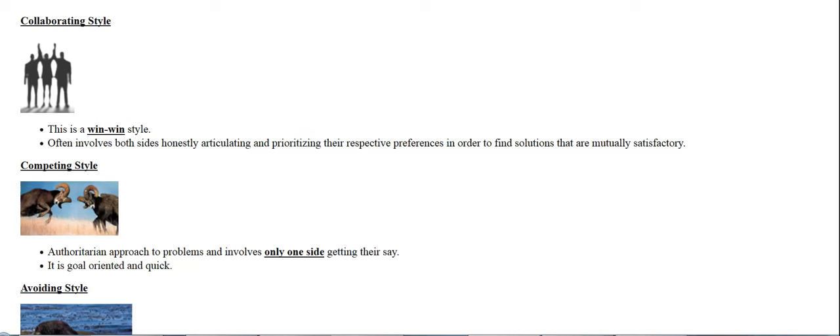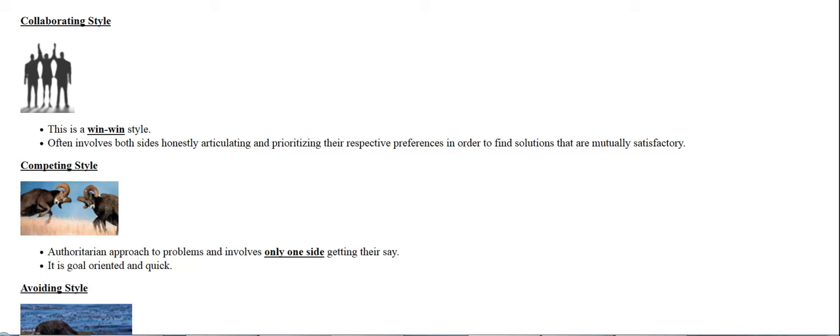Everybody walks away equally happy. This is not a debate in which you have to lose a little bit to gain a little bit. In a collaborating style, it's very difficult. You each have to work really hard to fully understand and articulate what's going on. And not every situation benefits from this style. But there are many circumstances where this is exactly what you want.